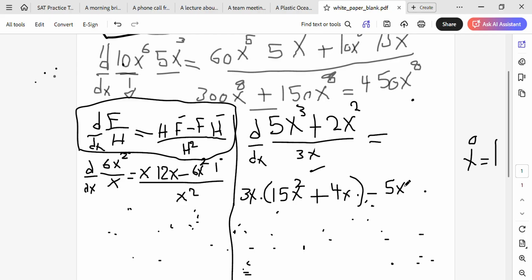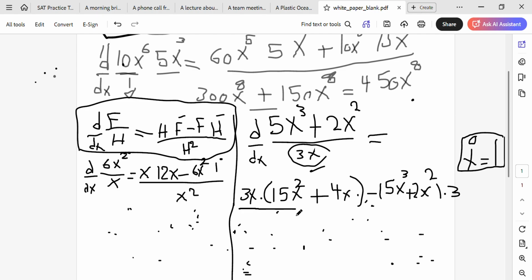It's minus 5x raised to the power 3 plus 2x raised to the power 2. This all should be multiplied by the derivative of the bottom, which is 3x. So what is the derivative of 3x? Since x here is raised to the power 1, it will be 1 minus 1, that's 0. And as I already mentioned, any variable raised to the power 0 equals 1. So 1 times 1 times 3 equals 3. So all this part should be multiplied by 3.